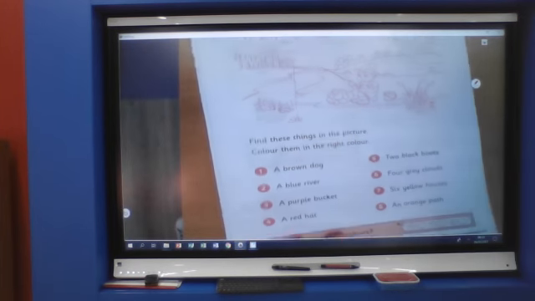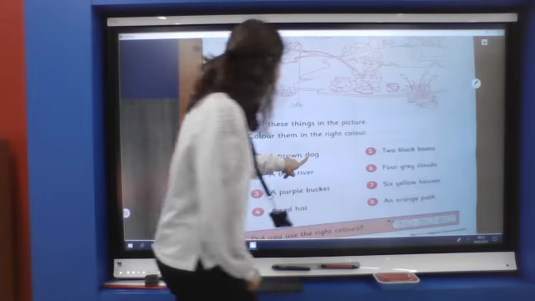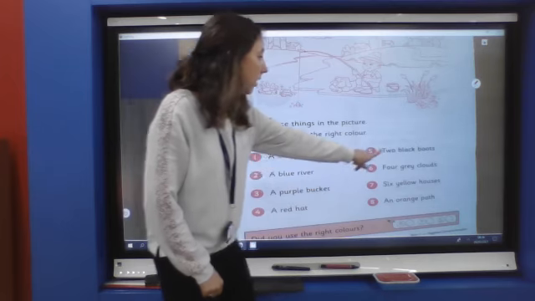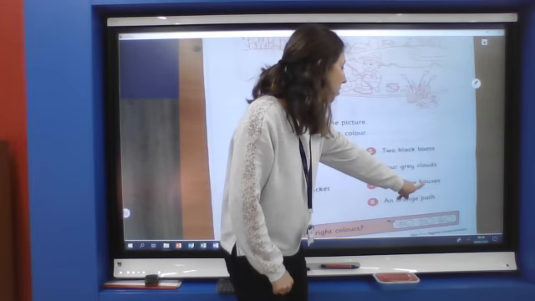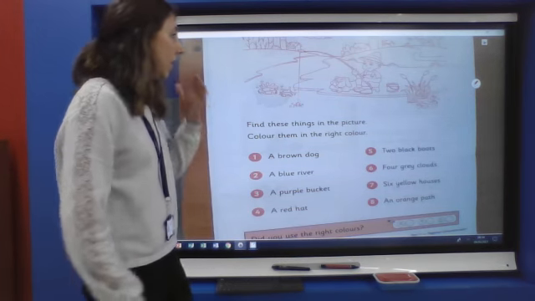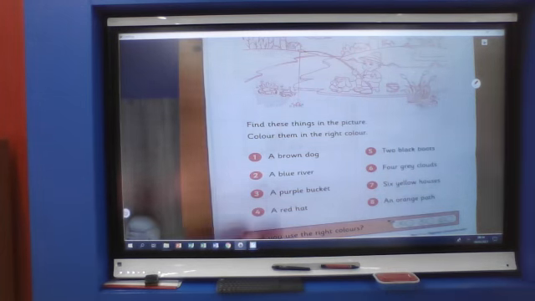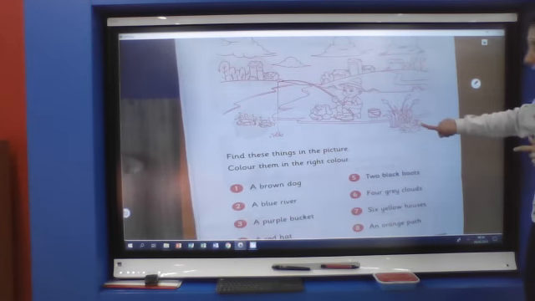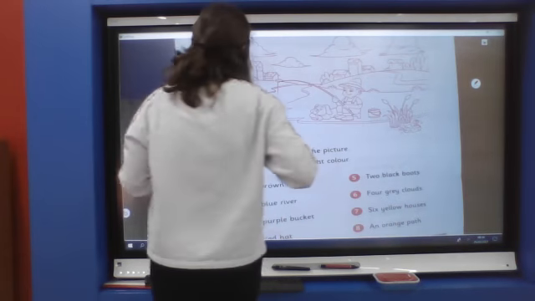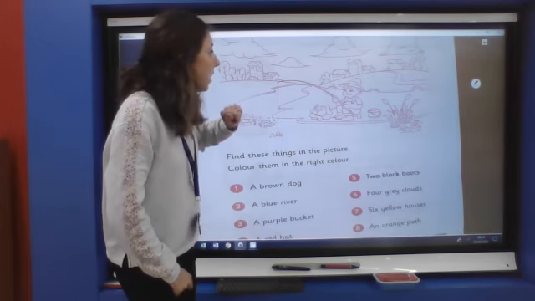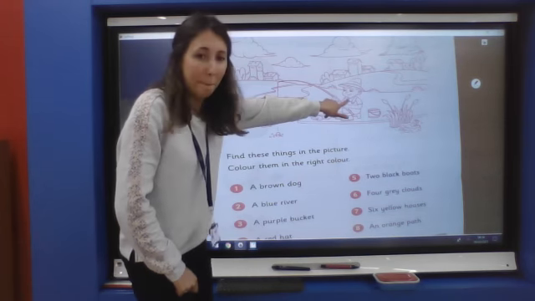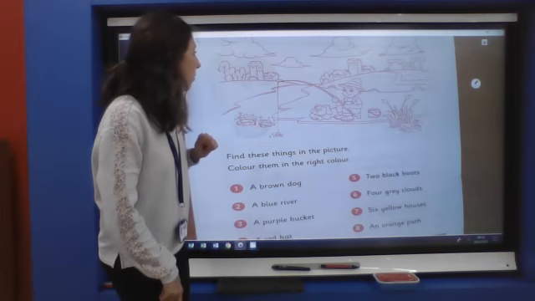Okay, so we have got the nouns in the picture: a dog, a river, a bucket, a hat, boots, clouds, houses, and path. But there are lots of other nouns in the picture that aren't mentioned that you might want to write about, because I've noticed a frog here, that you might want to write about. You've said about the dog, so you can have a little think. We've got a man or a boy that you might want to write about.